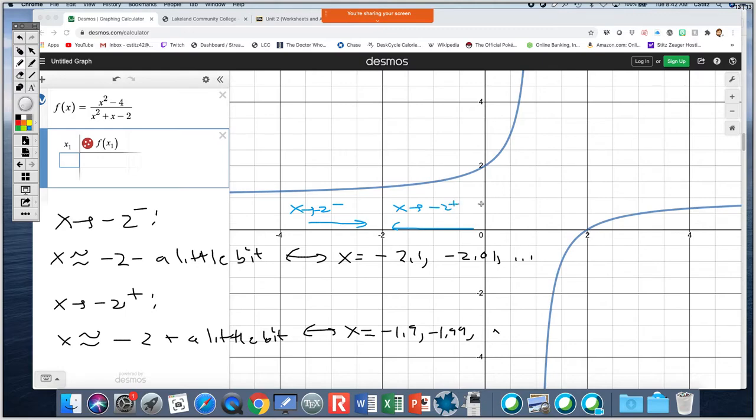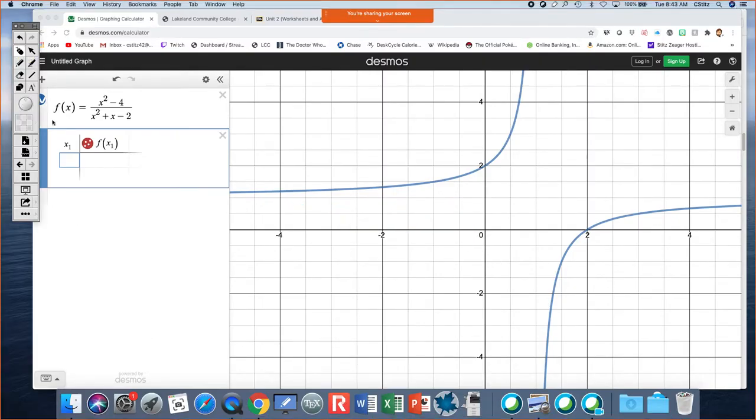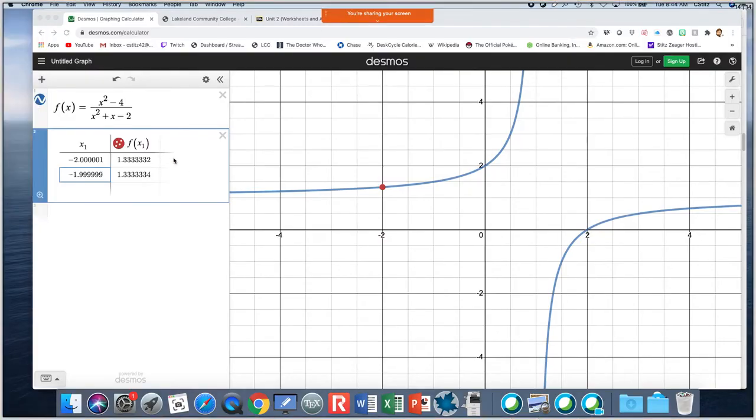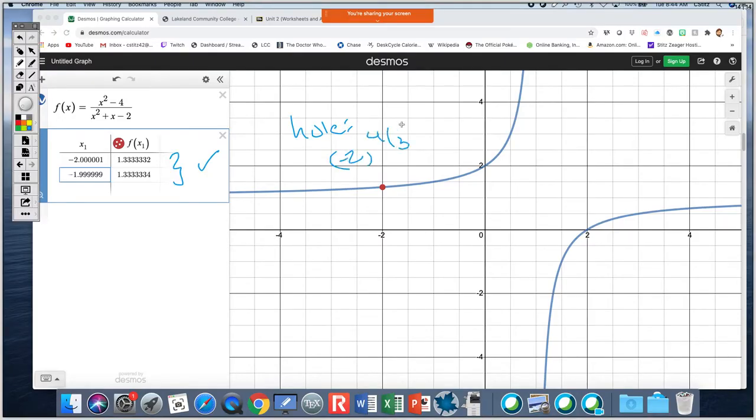Once again, we want to make this table to check that the 4/3 we got from the algebra makes sense. So we're just checking that by plugging in these values. If I do like -2.1, -2.01, you can see it's getting closer and closer to 1.3 repeating. And the same thing on the other side as I plug in those 9s. You can see it's getting closer and closer to 1.3 repeating. So that checks that the hole is at -2 comma 4/3, -2 comma 1.3 repeating.